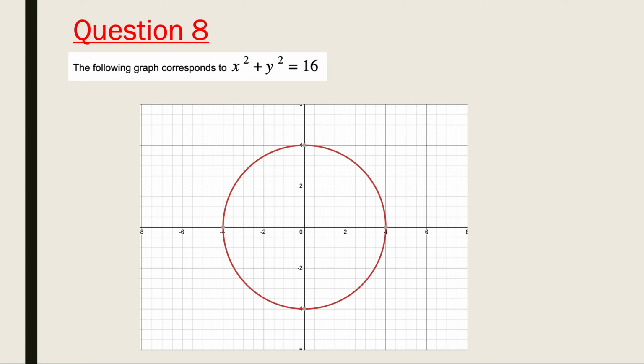And then question 8 said the following graph corresponds to this formula, x squared plus y squared equals 16. And we have here a nonlinear relationship, and you may have called this one a circle. And that's all we needed to know about this one. If you wanted to be curious, we can say that the radius was 4, or the diameter is 8. But none of that was required for your task. Wonderful.